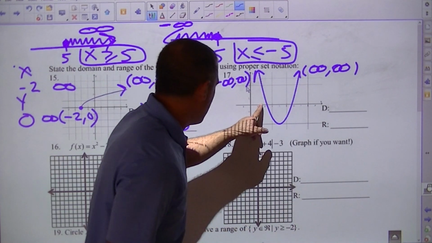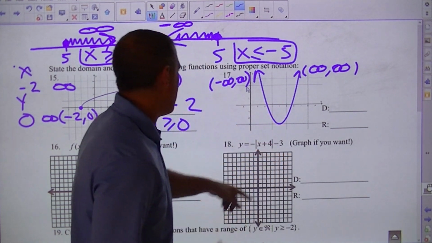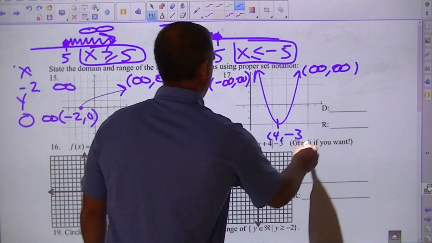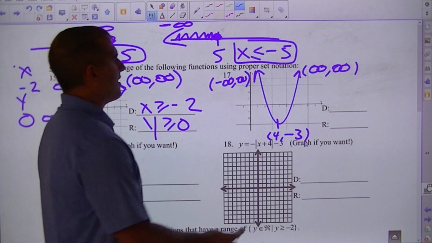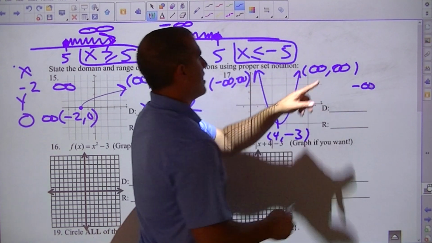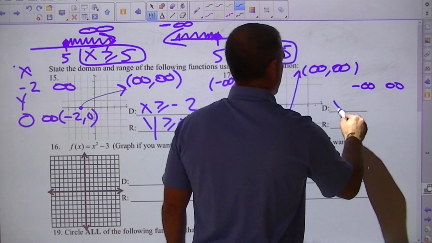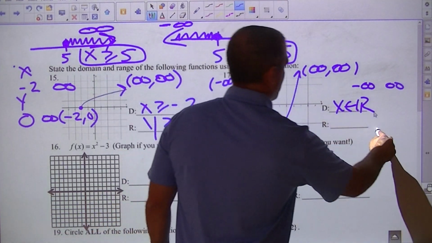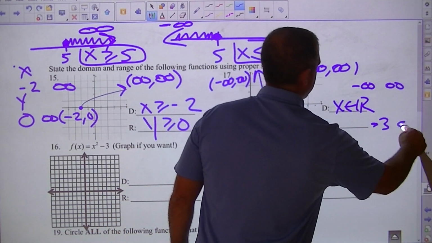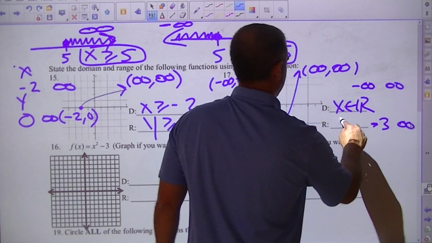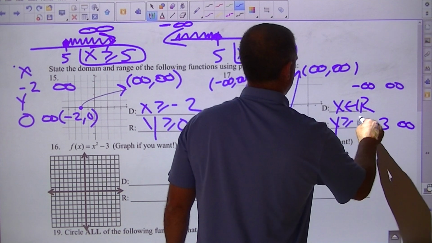Okay? I think that's 1, 2, 3, 4. It's hard for me to tell. Let's just make that 4, negative 3. So my smallest x value on this is negative infinity. My biggest x value is positive, so the domain is all real numbers, x ∈ ℝ. For the range, my smallest y value is negative 3. My biggest is infinity. Once again, this scenario. Now, range is y. So y is greater than or equal to negative 3.